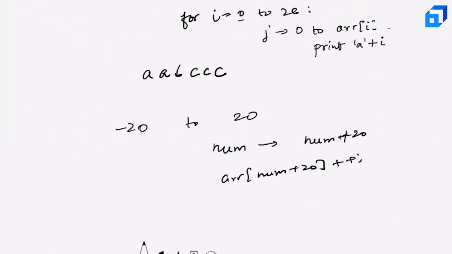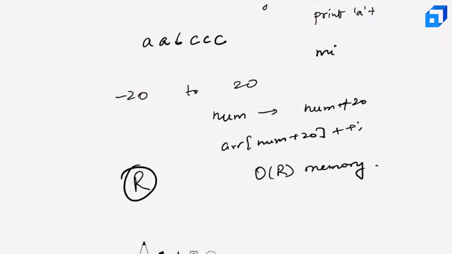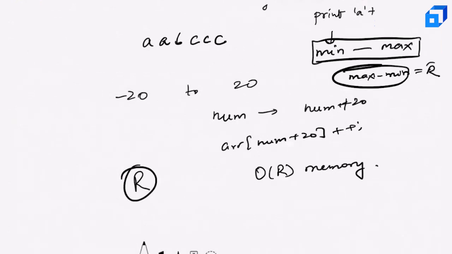In general, if you have a range of numbers, let's say the range is R, CountSort takes order of R memory. If the range from min to max of the array, max minus min, is R, then it takes order of R memory, because you need that many count variables. If R is small-ish, for example, 1,000 or 10,000 or 100,000 or 1 million, if R is up to 1 million, then you can use CountSort because you can maintain the counts and therefore it will still run.